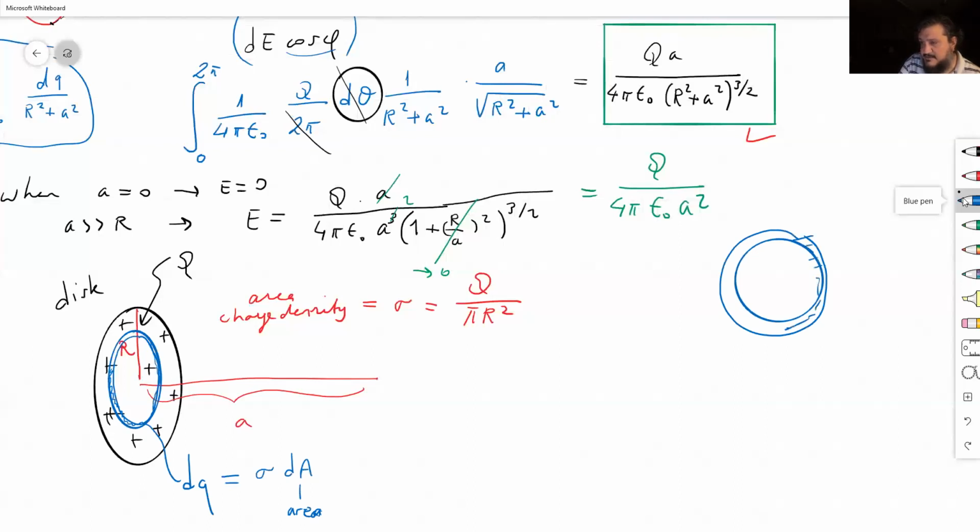This area of the strip. How can you find it? There are 2 ways of finding it. You can either subtract this area from the bigger area. That's one way. This radius is now little r, okay?